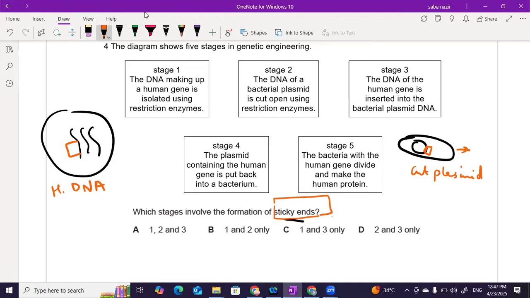So actually step number 1 and step number 2. The DNA making up the human gene is isolated with the help of restriction enzyme. When we cut, we make sure the sticky ends are made. And the DNA of the plasmid ring is cut open with the restriction enzyme. This must be ensured so that these sticky ends are made.